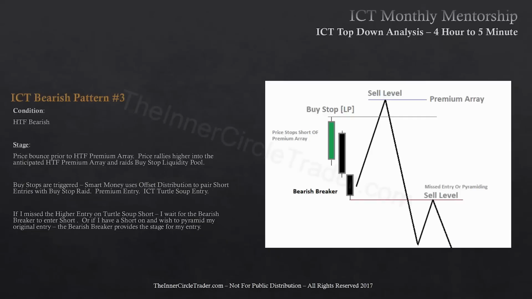Okay, an ICT bearish pattern number 3. So that run above that short-term high, tripping out buy stops, reaching the premium array that we were anticipating price to trade up to, but it didn't do it on its first attempt. Then it finally trades up to it. That's where I want to sell.